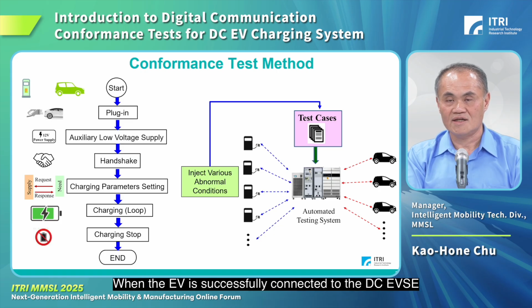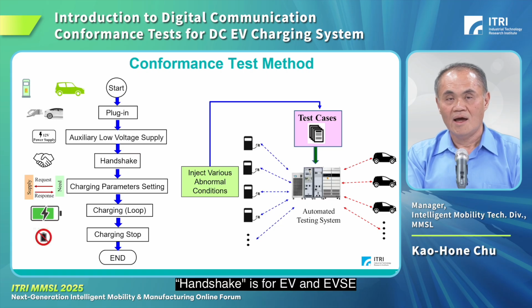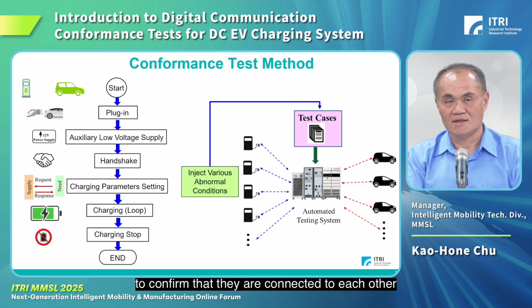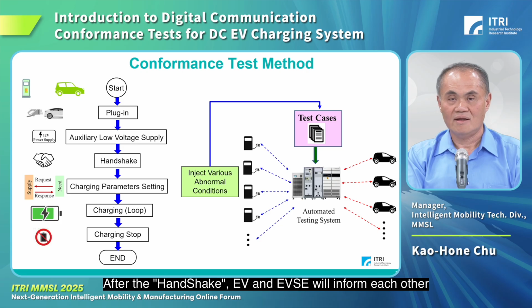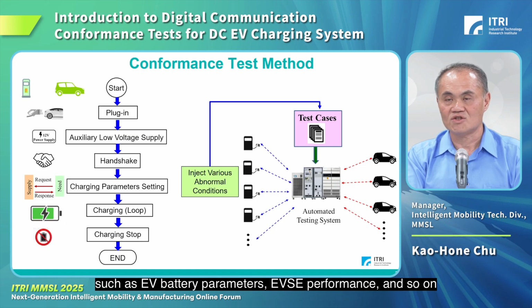When the EV is successfully connected to the DC EVSE, the DC EVSE will start delivering 12-volt power to the EV before the handshake. Handshake is for the EV and the EVSE to confirm that they are connected to each other. After the handshake, the EV and the EVSE inform each other of their required charging information through message exchange, such as EV battery parameters and EVSE performance and so on.